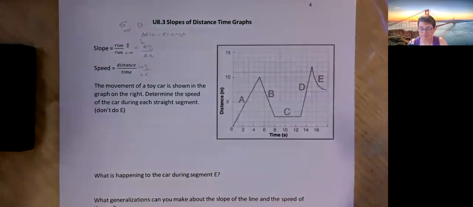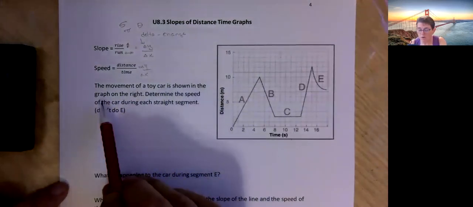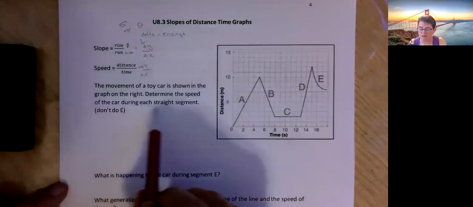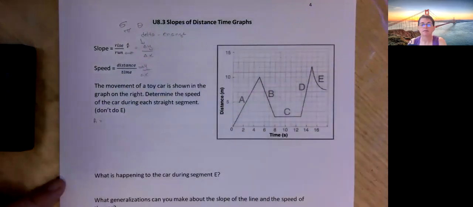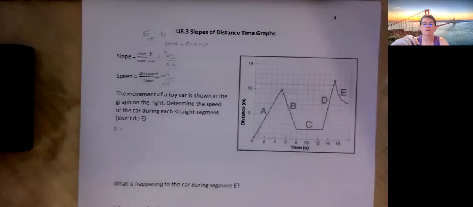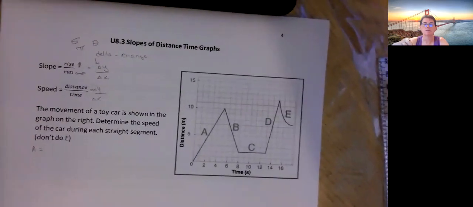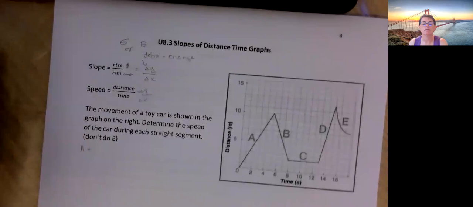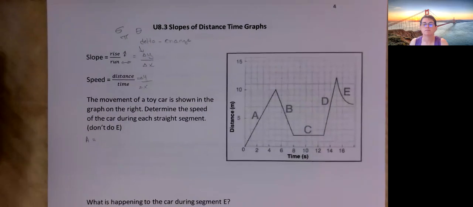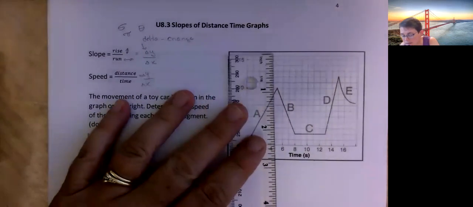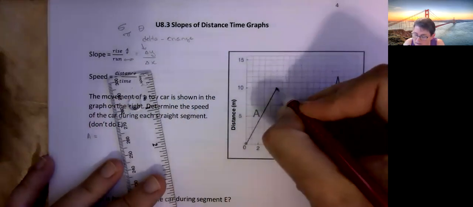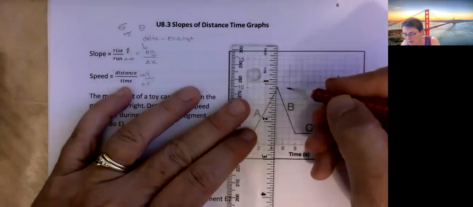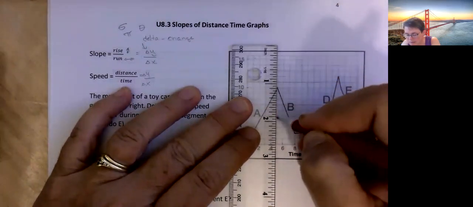you're finding the speed of the vehicle or whatever's moving. All right, so the movement of a toy car is shown in the graph. Determine the speed of the car during each of the segments. So, a little bit closer with the camera. Right, so the easiest way to do it, you can do it a bunch of ways, I'm a fan of triangles. So all you do, here's the beginning of A, here's the end of A, and I'm just going to connect those with a nice right triangle.